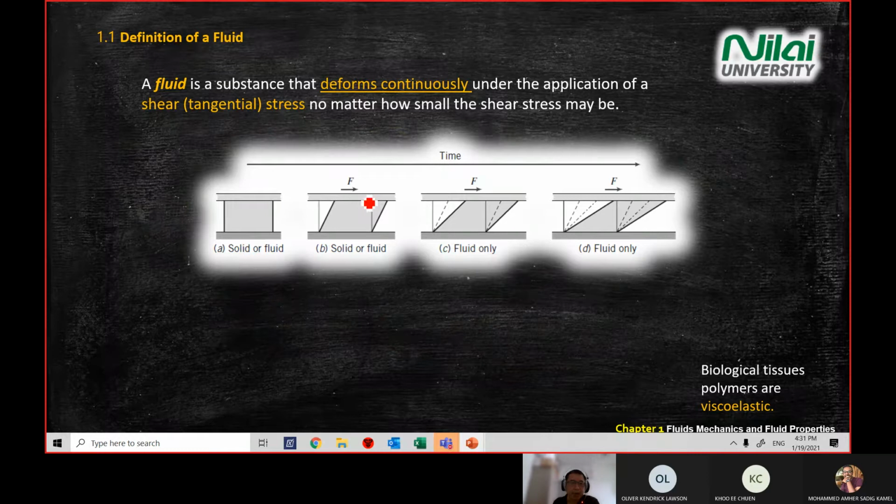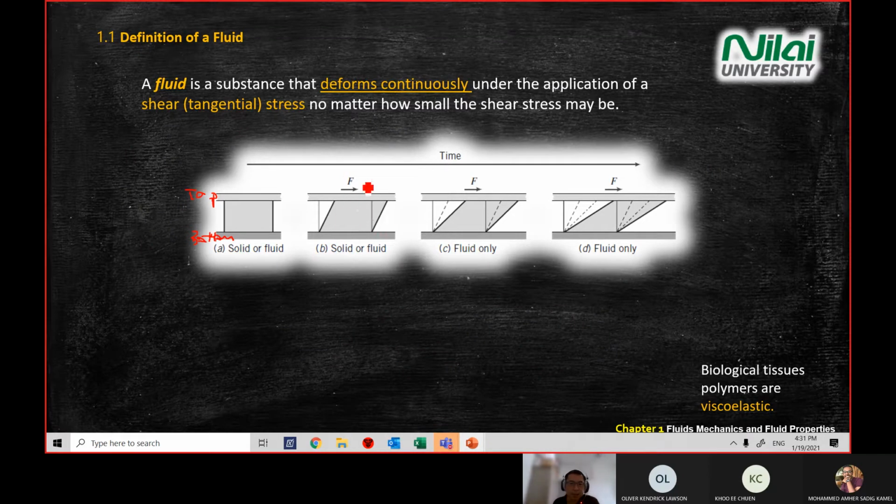If you have a shear stress, for example, you have two plates, a top plate and a bottom plate. Let's say the bottom plate does not move, and the top plate applies a shear force or shear stress on the object here. It can be solid or fluid. A solid will deform if we apply sufficient force on the top. It will deform from the gray line to the solid line here.